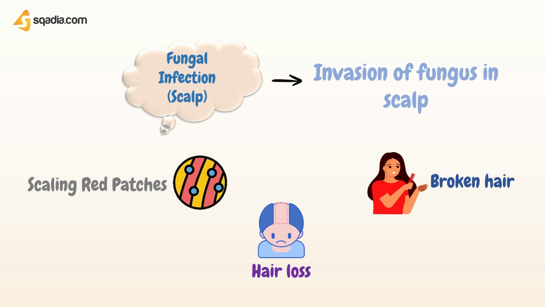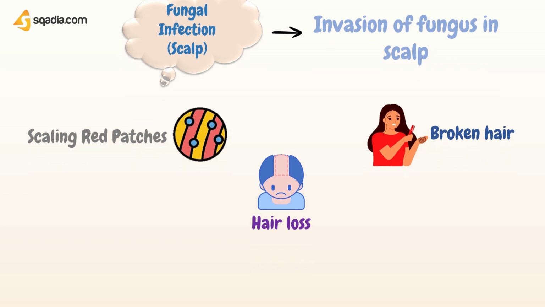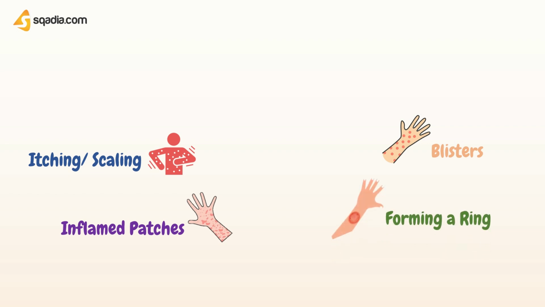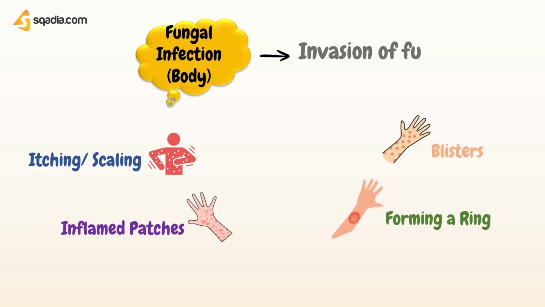Now, if the patient has skin problem along with itching, scaling, inflamed patches of skin, blisters that may heal in the center but spread, forming a ring, then this might give you an indication that patient has fungal infection of body. Well, fungal infection of body is invasion of fungus in the skin.